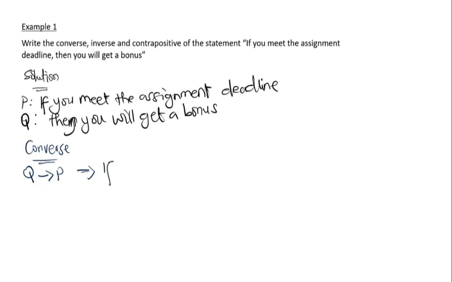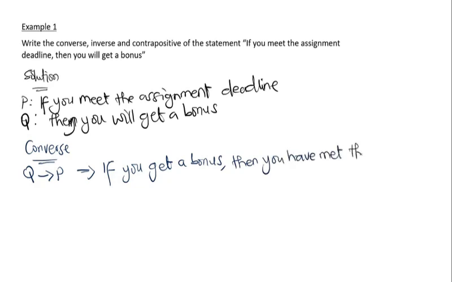Let me write that down. If you get a bonus, then you have met the assignment deadline. So we can see that "if you get a bonus" is from the Q statement that we have over here. We can see get a bonus, so we just added "if you get a bonus" to be the statement Q, then we brought a comma, then you have met the assignment deadline. That is the converse of the original statement P and Q that we have.